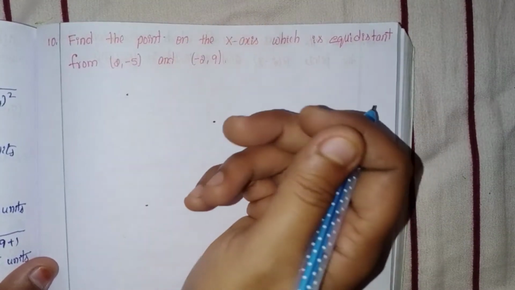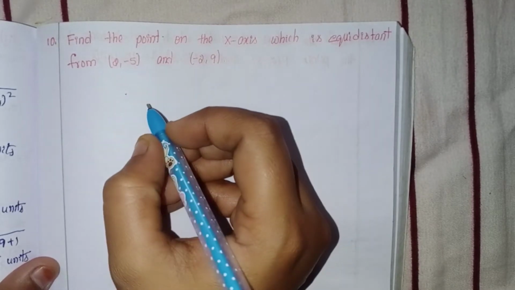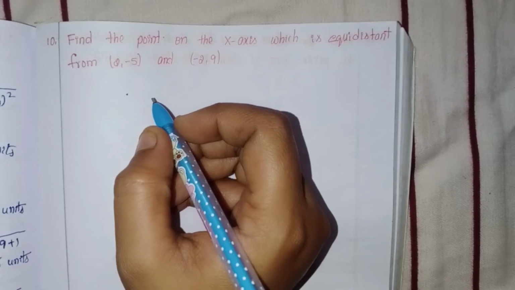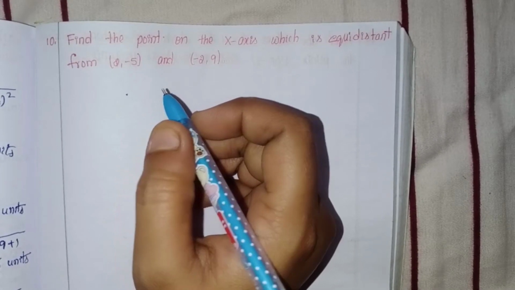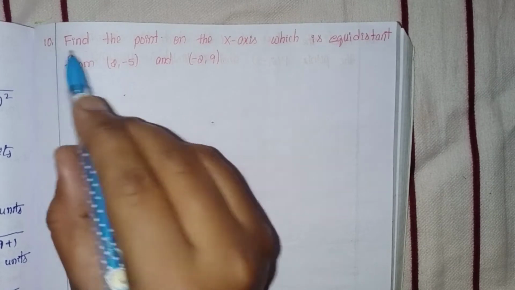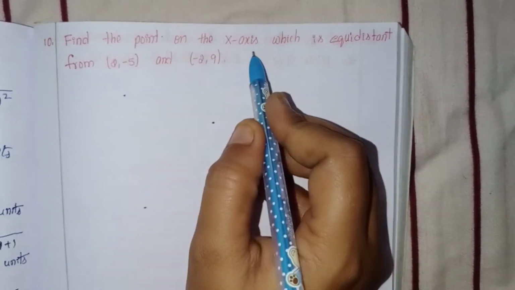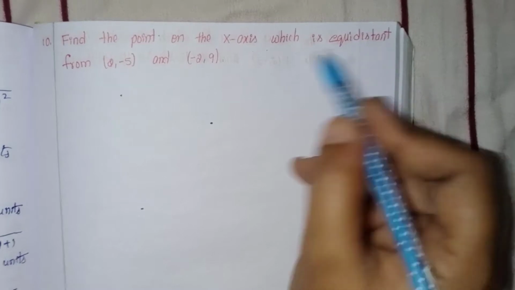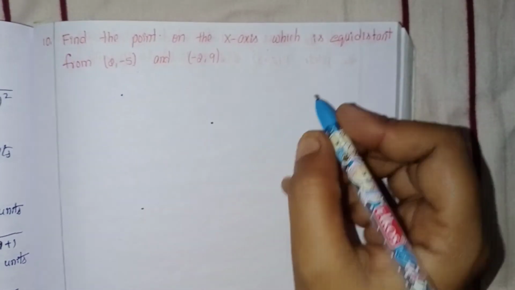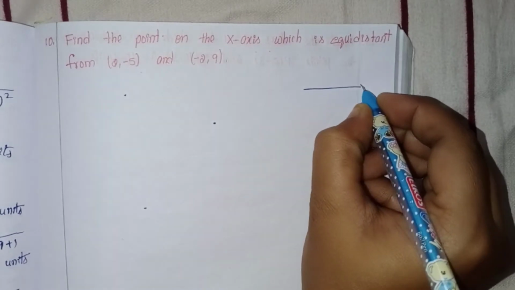Today we will discuss Andhra Pradesh 10th class state mathematics, chapter number 7, coordinate geometry, exercise 7.1, question number 10. Find the point on the x-axis which is equidistant from (2, -5) and (-2, -9). Okay, first draw a figure.